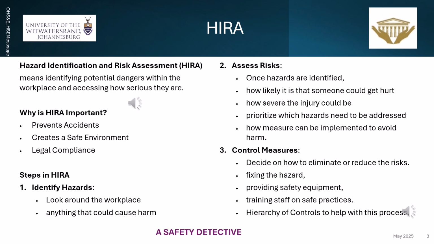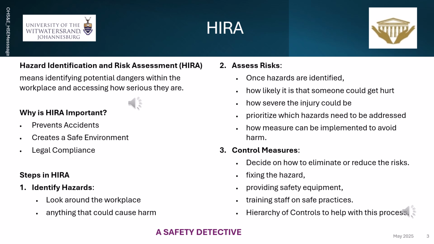Control measures. Deciding on how to eliminate or reduce the risk. This could include fixing the hazard, providing safety equipment, or training the staff on safe practices. And using the hierarchy of controls helps with this process.